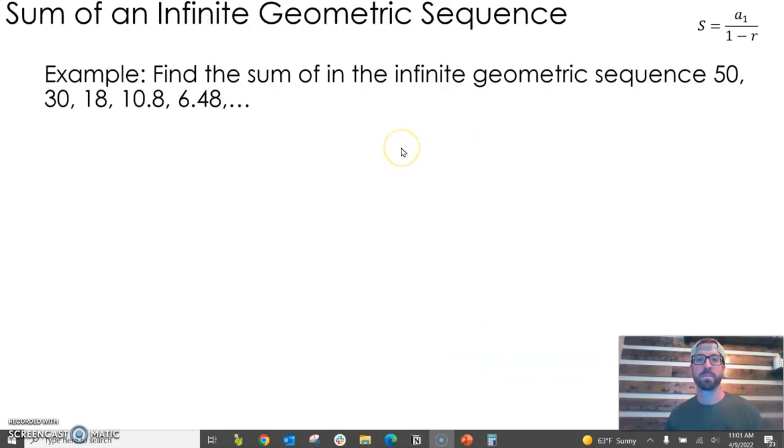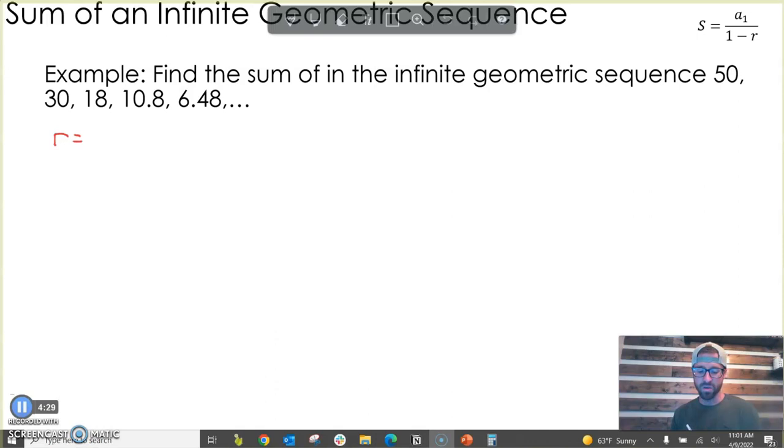Now, let's do an example on this slide. I've got our little relationship up here, and we're going to find the sum of, pardon my typo right there, this geometric sequence. We go from 50 to 30 to 18, and our r value in this situation is going to be 0.6. If you weren't sure that it was 0.6, that's the number we're multiplying by every time, just take 18 divided by 30, or take 30 and divide by 50. But r is going to be 0.6, and a sub 1, our first term, is going to be 50.